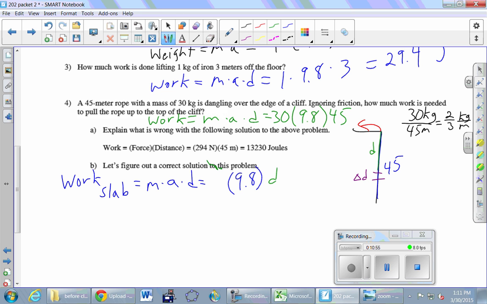Neither of those. Let's pause for just a second. Kilograms per meter, that's density, isn't it? Right, that's what we just found, the density of this rope. It's just 2/3 of a kilogram per meter.